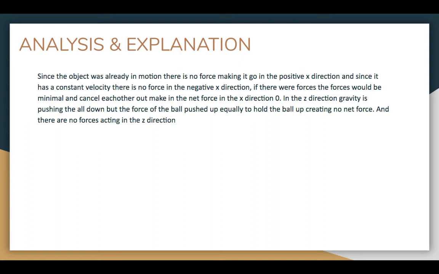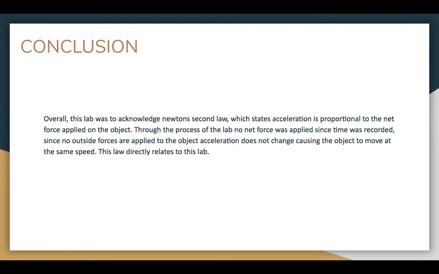In the z direction, gravity is pushing the ball down, but the ball is being pushed up equally to hold it up by the table. And in the y direction, there are no forces acting on the object because it's not moving in that direction at all, causing the ball to have 0 net force, which gives it a constant speed or a constant velocity.